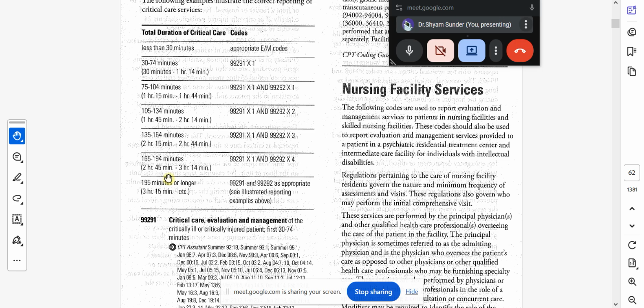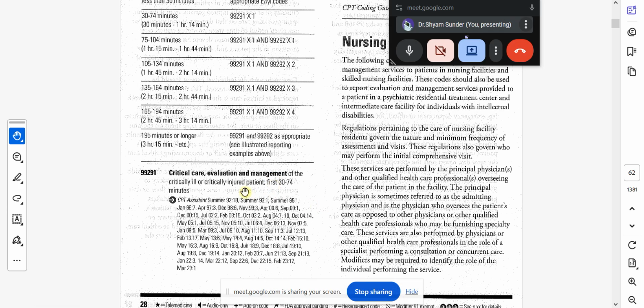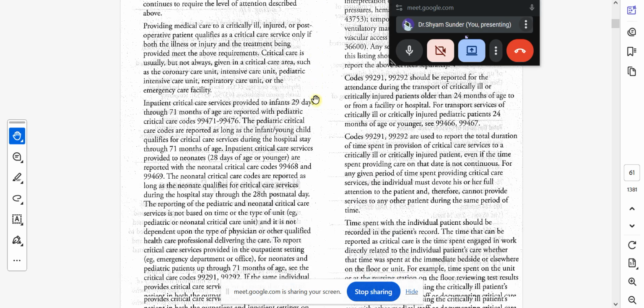But less than 30 minutes, sir? Yes, that's a valid question. What happens? Imagine the patient is in the emergency department. Suddenly, the patient collapses. Critical care services were given. For how many minutes? 29 minutes.